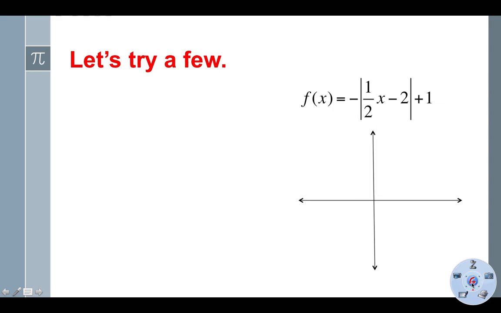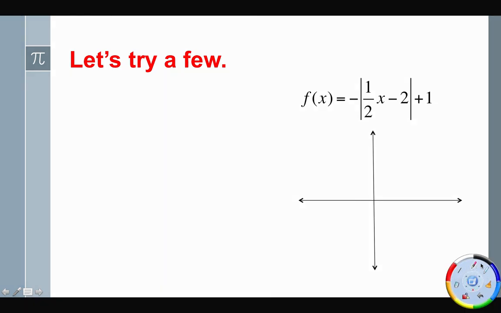All right, last one here. Same idea, only in this case, notice I gave us a negative absolute value and I gave us a fraction to deal with. So for our vertex, it's the opposite of b over a, comma, c. The negatives cancel here. Negative times negative is positive. 2 divided by 1/2 is really the same thing as 2 times 2. So this becomes 4, comma, 1.